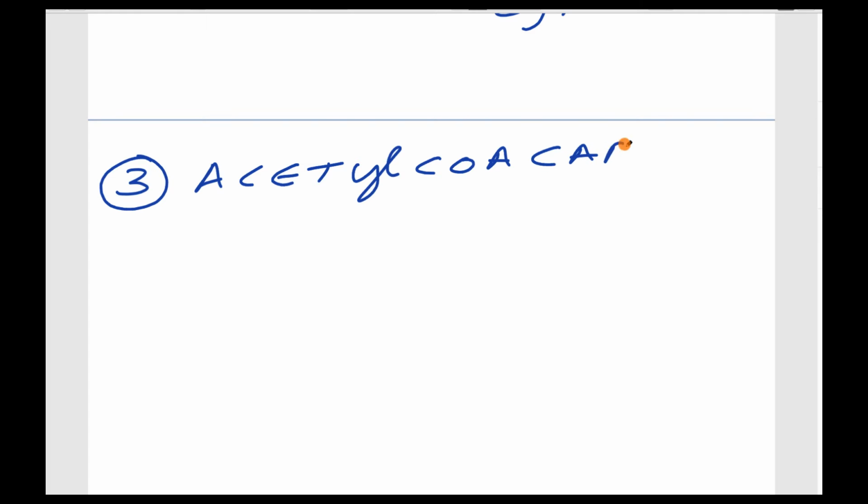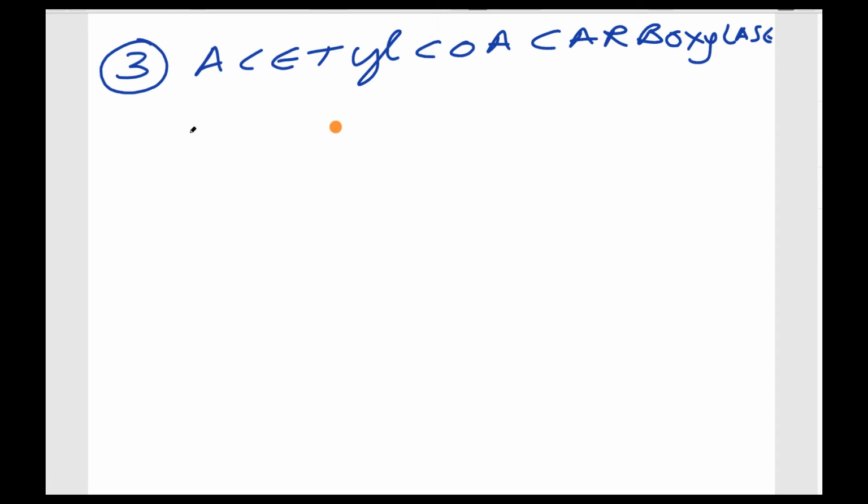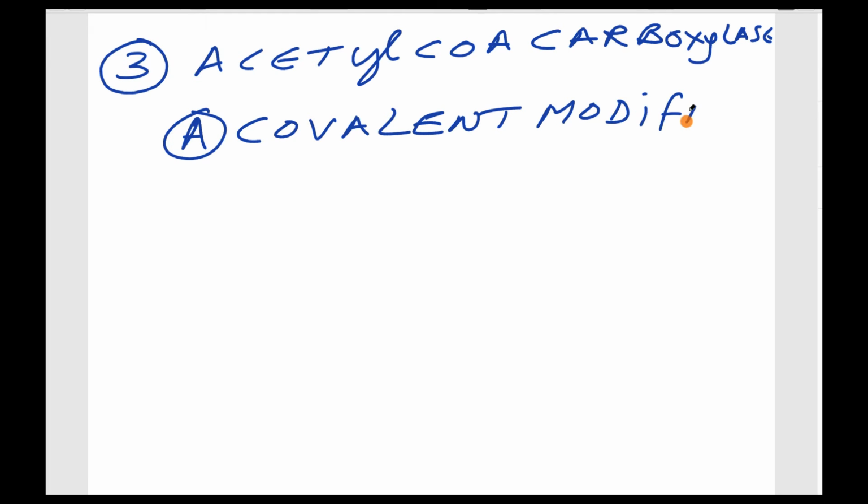The next aspect is acetyl coenzyme A carboxylase, the crucial enzyme. This enzyme can be in an active form and an inactive form. There are two ways the enzyme is controlled. The first one is covalent modification, by addition of groups. Once covalent modification takes place, the enzyme may be active or inactive.